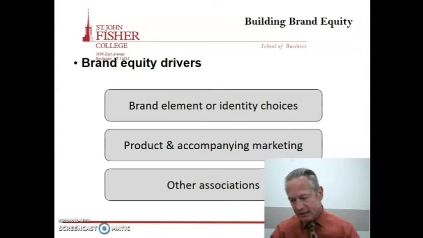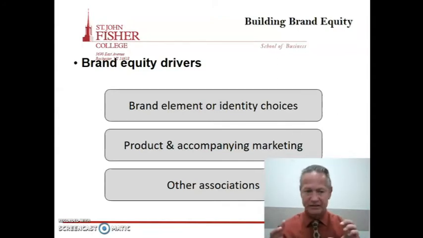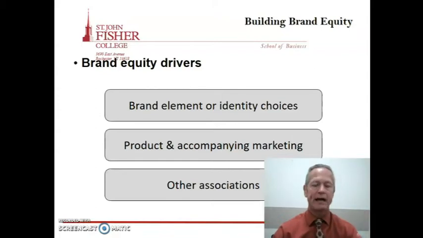When someone looks at a brand, they take a look at the products, they take a look at the identity of those products. For instance, Cadillac, very high-end brand within General Motors. And if you look at, say, Chevy or Pontiac, a lower-end brand within General Motors. And then you've got different products within that brand. Different accompanying marketing tactics also help with brand.